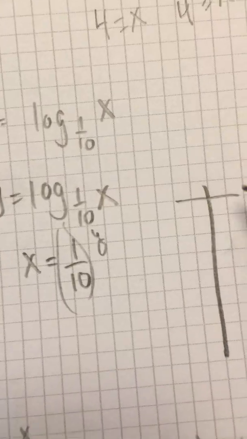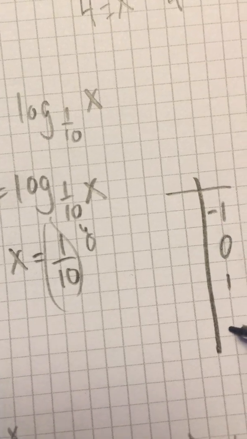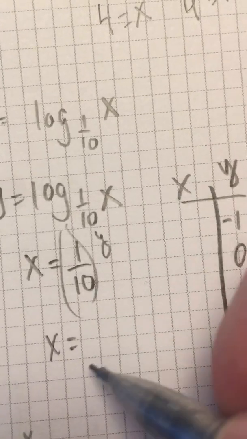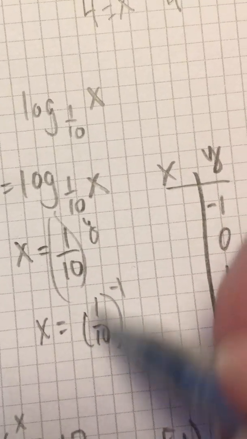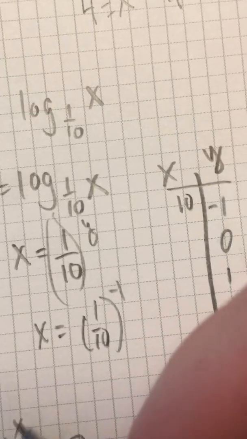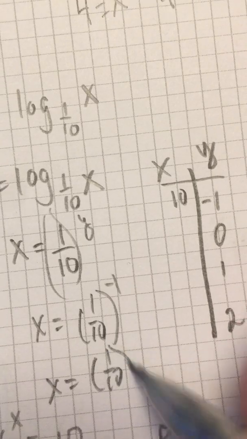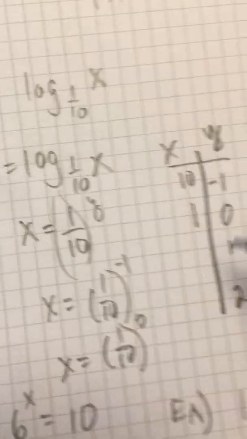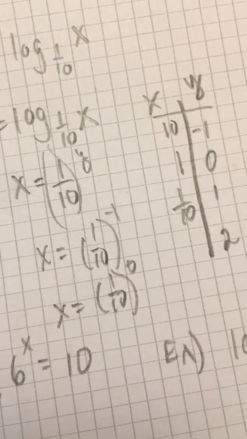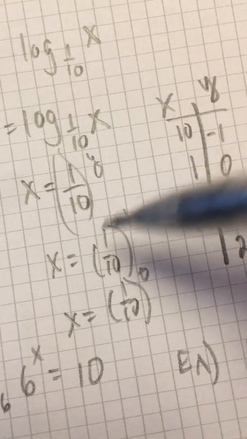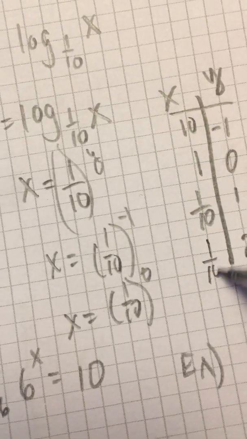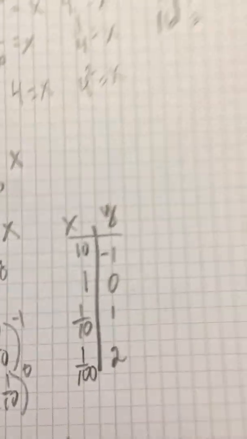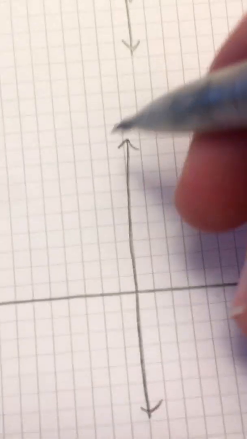Making a table. Again, I'm just going to go -1, 0, 1, and 2. I'm going to use 4 points this time. And when I plug in a -1 for y, 1/10 to the -1, that's going to flip this, that becomes 10. 1/10 to the 0, anything to the 0 is 1. When I plug in a 1, 1/10 to the first, I'm going to get 1/10. And when I plug in 2, I'm going to get 1 squared over 10 squared, which is 1 over 100. So I can see starting out pretty big, but going to smaller values. My y's I'm going to count by 1s.